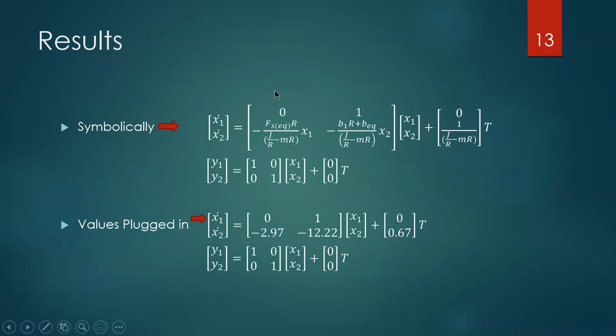After rearranging the state space equation and the output equation, I was able to come up with this equation right here. This is my state space model. And then with the values plugged in, as you can see here, this right here would be my A matrix, which is 0, 1, minus 2.97, minus 12.22. The 0 and 0.67, this is my B matrix. The 1, 0, 0, 1 right here, this would be my C matrix, and the 0 here would be my D matrix.